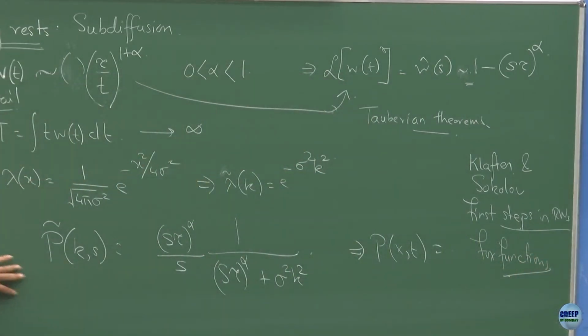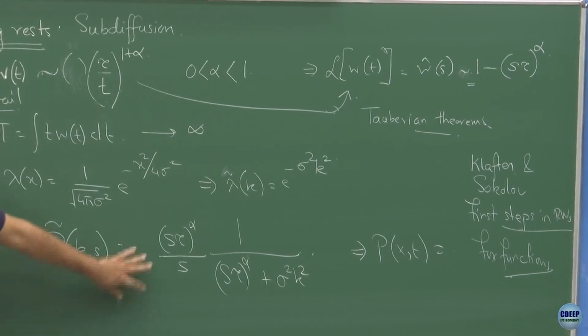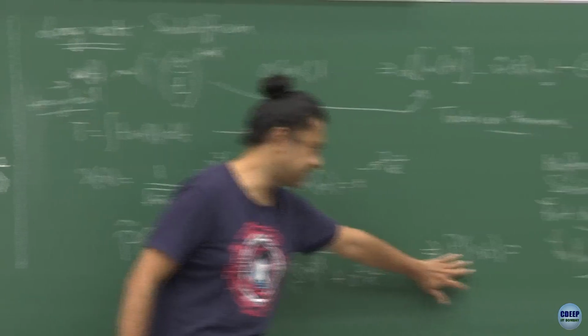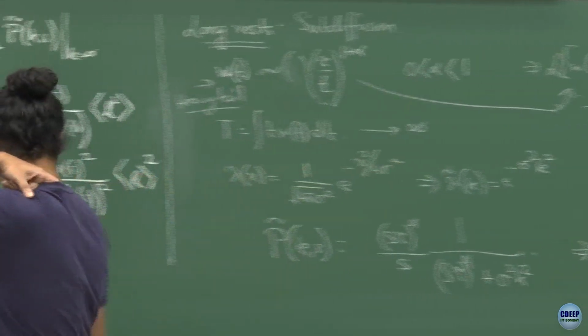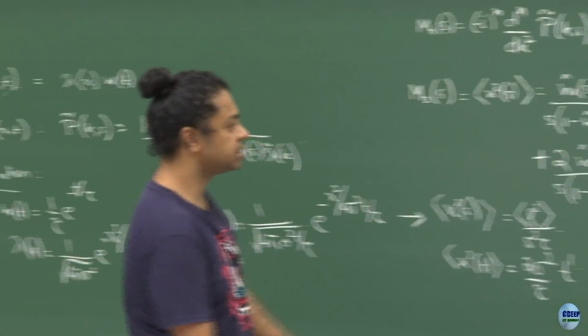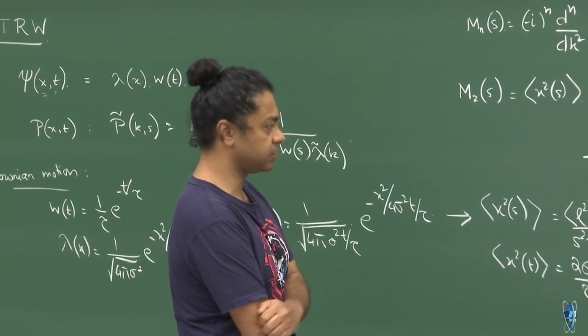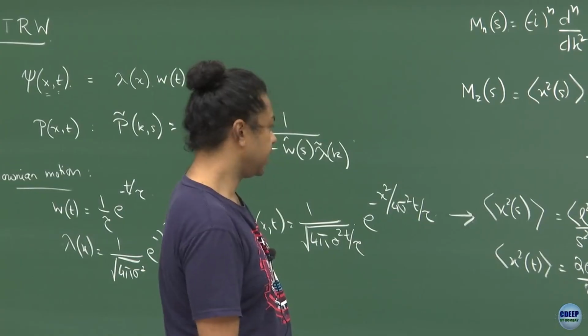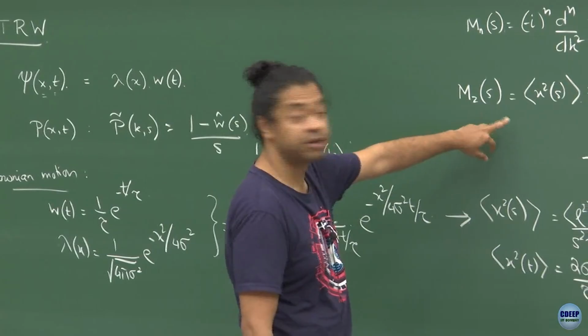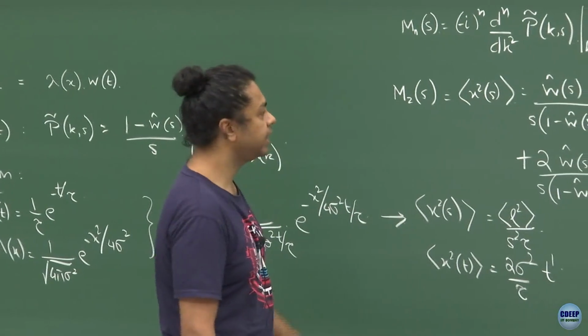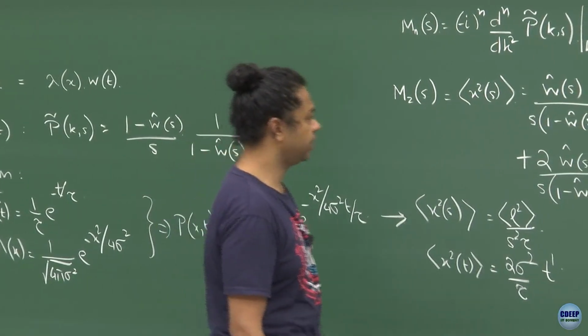But in principle, you can have this p tilde ks. And once you have the p tilde ks, it is possible from standard inverse Laplace and inverse Fourier tables to get a closed form solution, and it comes in terms of the special functions called Fox functions. All right. What I want to look at just for the time being is this second moment x square of s.